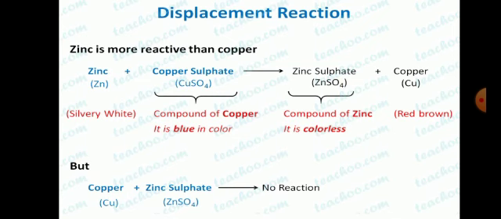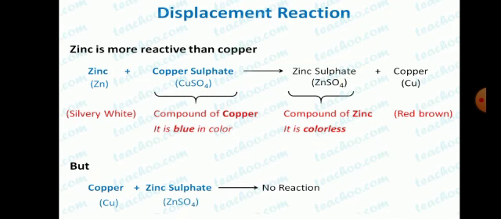Now let us see some more examples of your displacement reaction so that you can understand it very clearly. As I said, a displacement reaction is a chemical reaction in which a highly reactive metal or substance replaces a less reactive metal in its aqueous solution or in its compound. Here you can see the example. Zinc is more reactive than copper. In the reactivity series you can see that zinc is placed at the top and copper is at the end. So zinc is more reactive than copper.